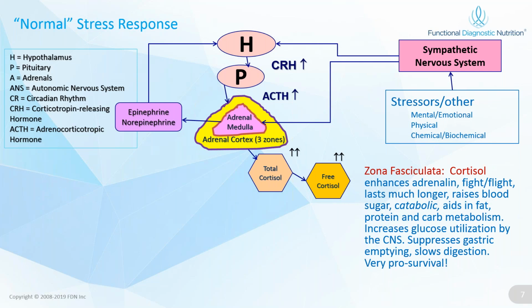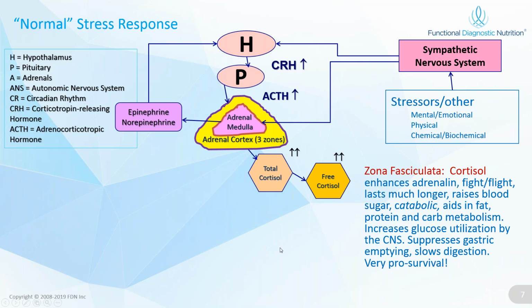It's considered the catabolic hormone that breaks your body down. It'll actually break down muscle just to produce blood sugar if it had to. And it does in some people if they're stressed out enough by certain types of stress. Now it aids in fat, protein, and carb metabolism, including glucose utilization by the central nervous system. Because remember, you're under attack. You need this. This is very pro-survival.